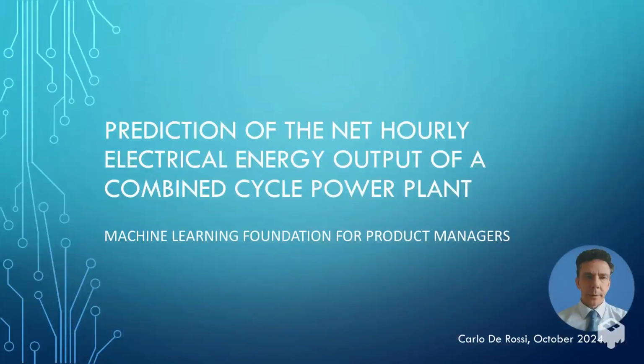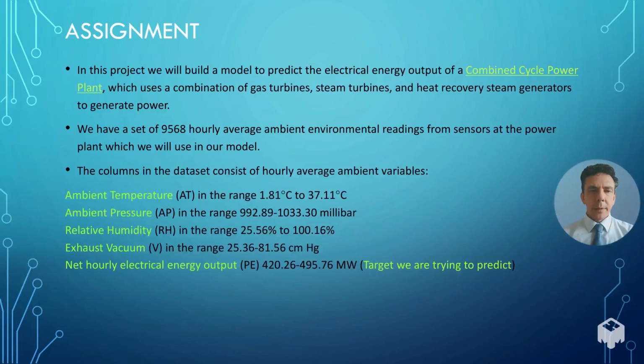And welcome to the short presentation about the prediction of the net hourly electrical energy output of a combined cycle power plant. This is part of the machine learning for product manager certification. We have an assignment to predict a continuous label, which is the net hourly electrical energy output. This is the target, and we have a set of observations with 4 features.